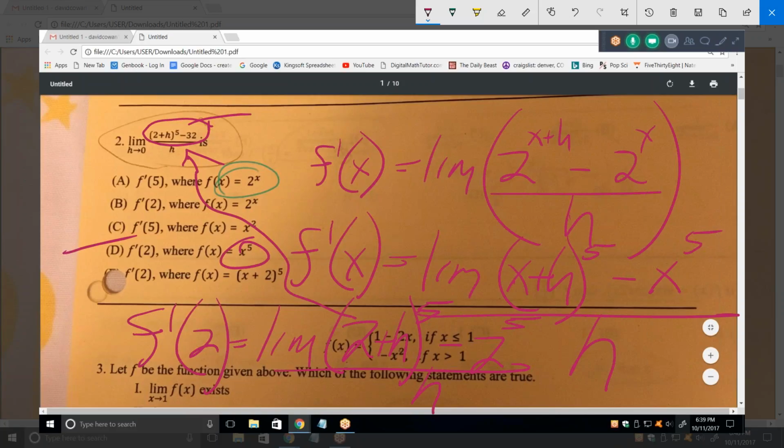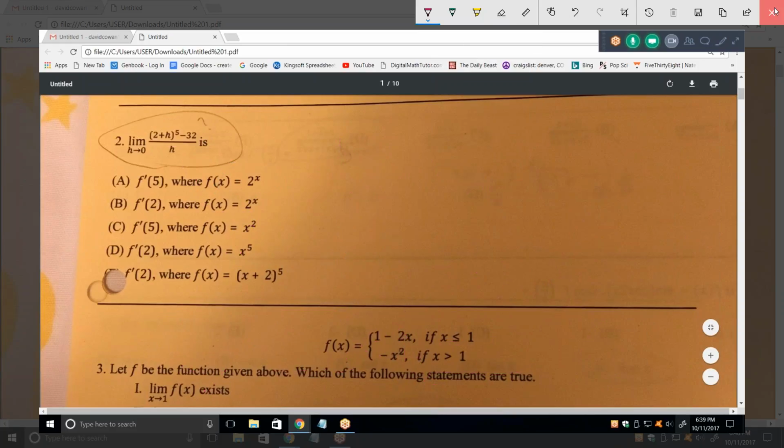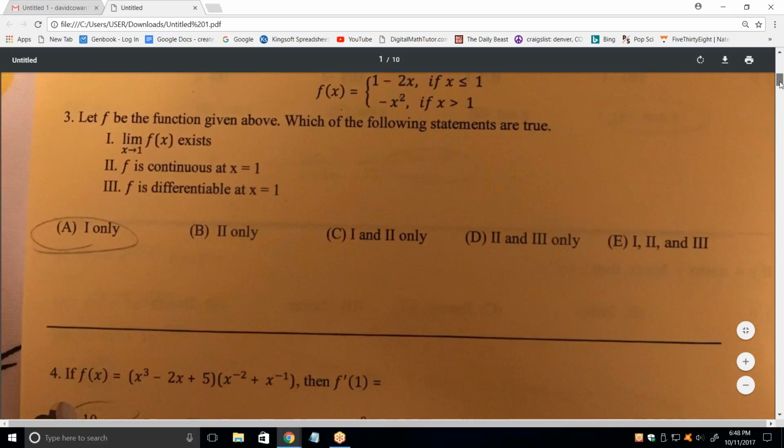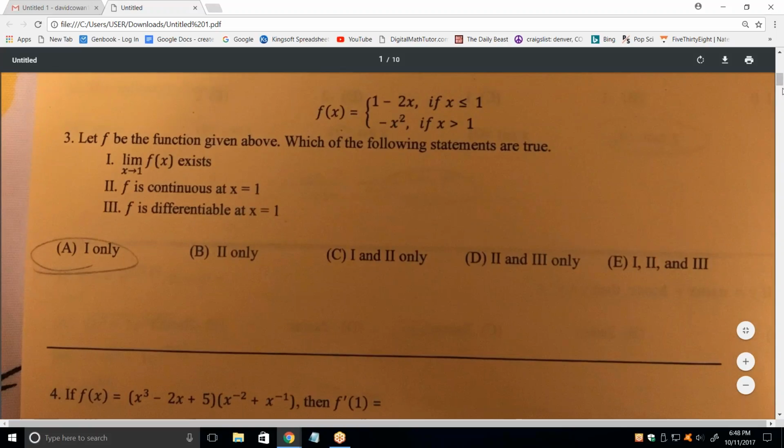What we're looking at is the derivative evaluated at 2 with x to the fifth as our original f of x. Okay. All right, let's go on. There's such a thing as beating a horse to death. Those are both fairly tough problems, but doable if you really understand what that limit definition means.